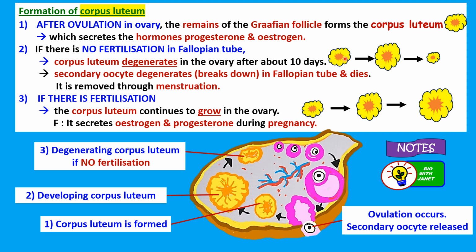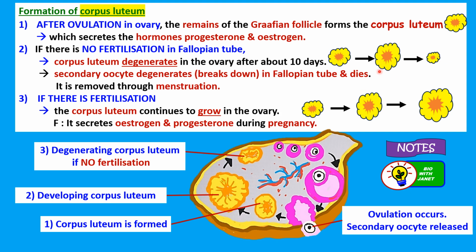Okay, so if you're asked to draw the corpus luteum when there is no fertilization in the fallopian tube, you must draw that at first, on the 14th day when it is formed, it is small, but it will first grow larger, right, and secrete the hormones progesterone and estrogen. Then if there is no fertilization, after about 10 days, it will break down, it will degenerate, so it becomes smaller and smaller, and then it probably disappears from the ovary.